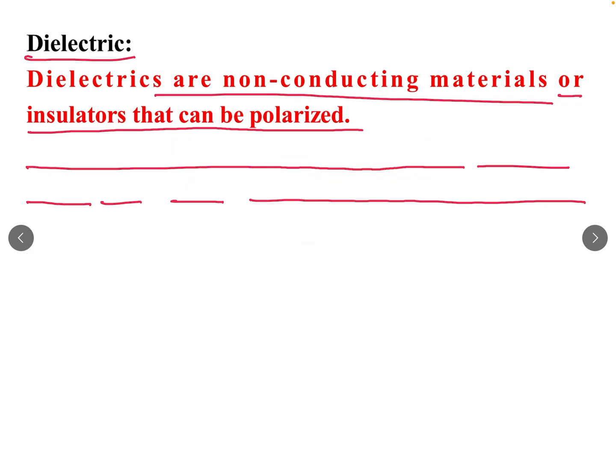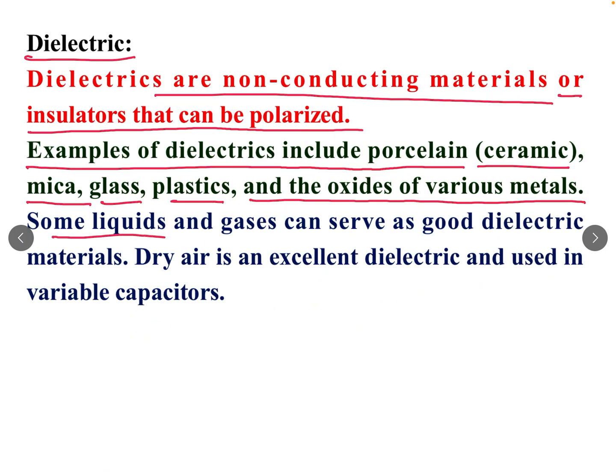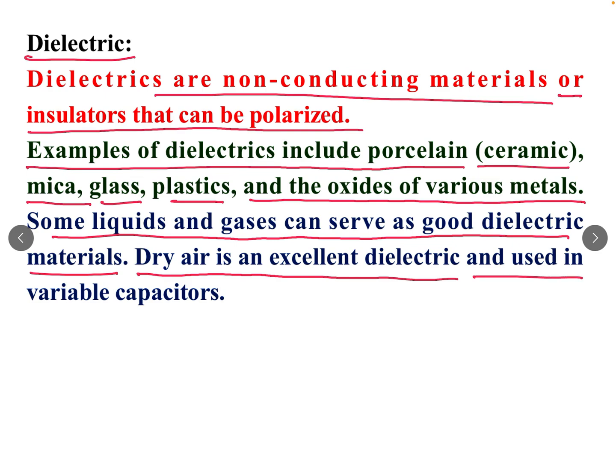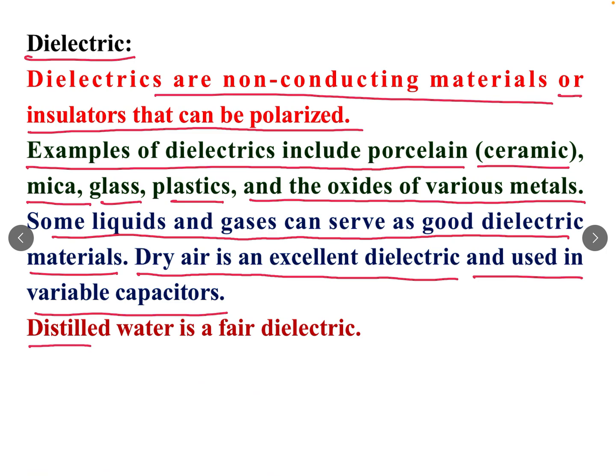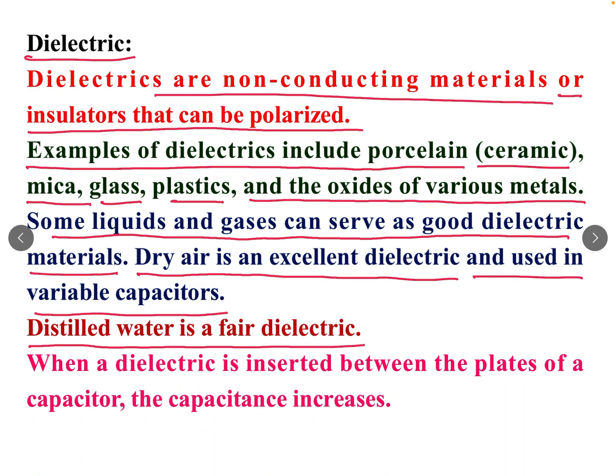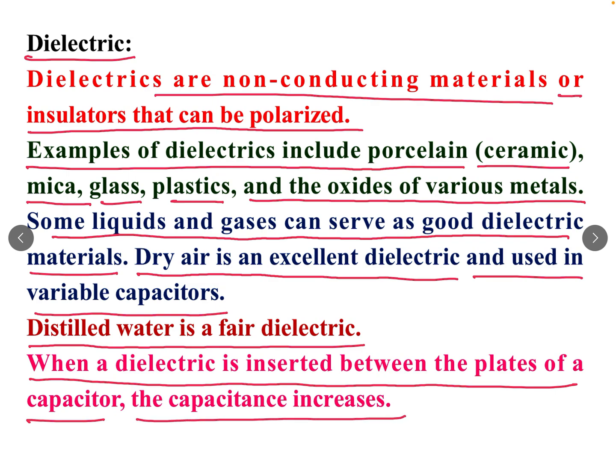Some liquids and gases can serve as good dielectric materials. Dry air is an excellent dielectric and used in various capacitors. Distilled water is a fair dielectric. When a dielectric is inserted between the plates of a capacitor, the capacitance increases. This thing we will discuss in another video.